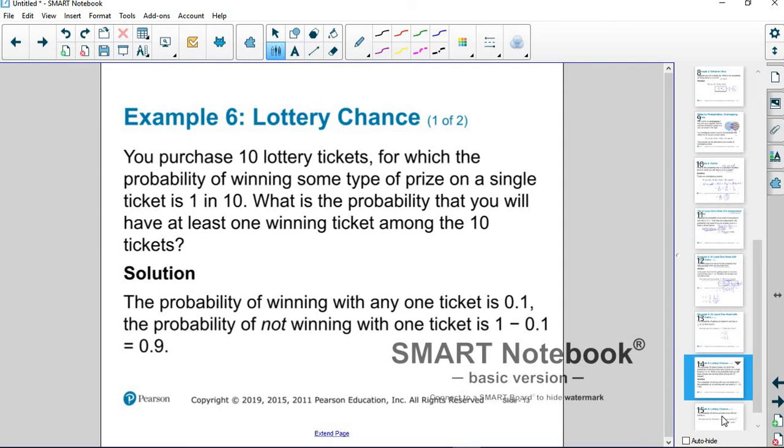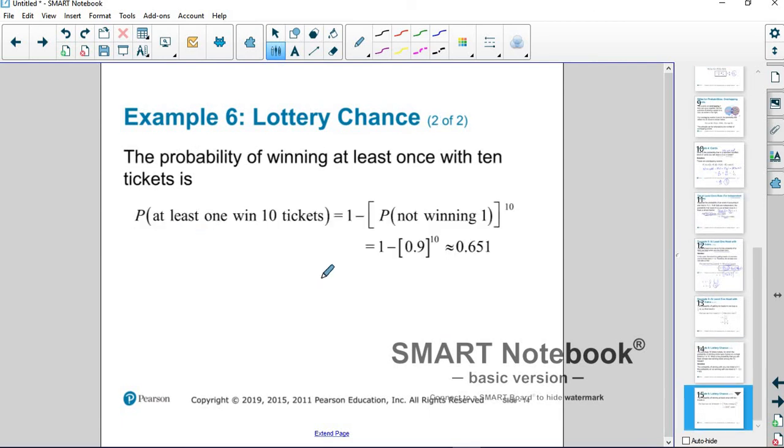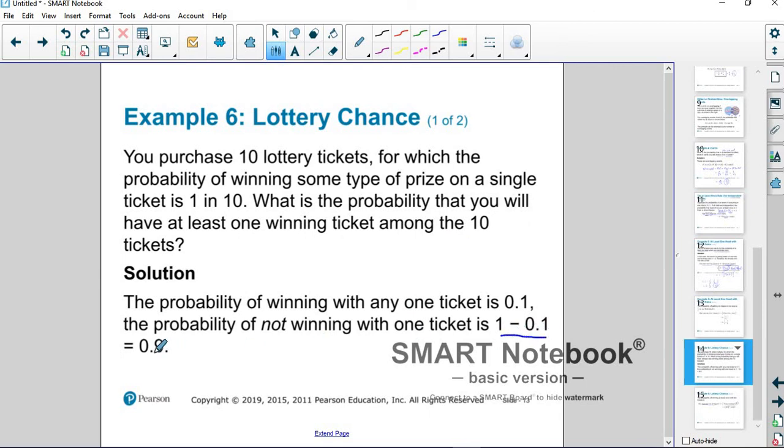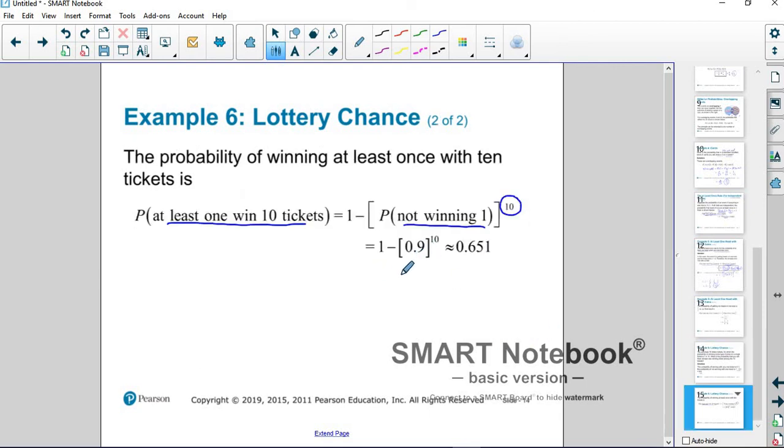Okay, so how do we do this? The probability that we get at least 1 winner in 10 tickets is 1 minus the probability of not winning 10 times in a row. And the probability of not winning, as they mentioned here, is 1 minus 0.1, which is 0.9. So if we take 1 minus 0.9 to the 10th power, that's approximately 0.651, or about a 65.1% chance that if you buy 10 lottery tickets and each of them is a 1 in 10 winner, then you'll at least get 1 winner. You might get 6 winners, you might get 10 winners, but the probability you get at least 1 winner is 65.1%.